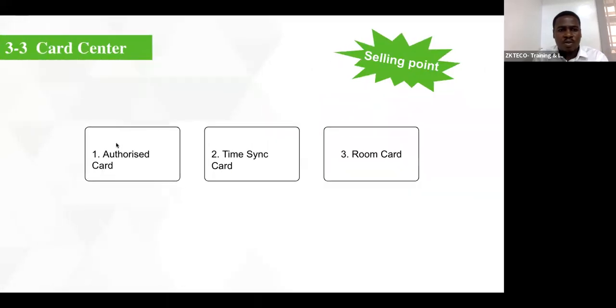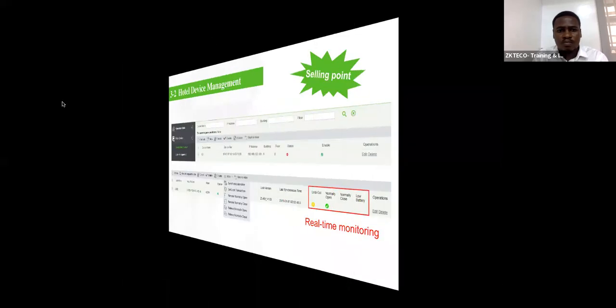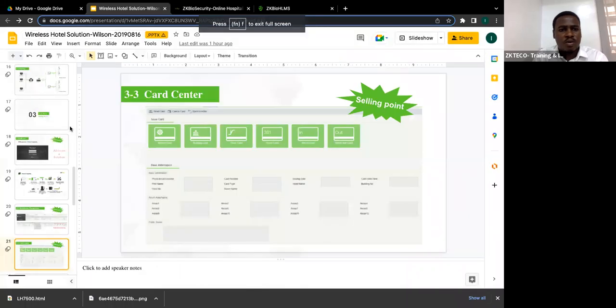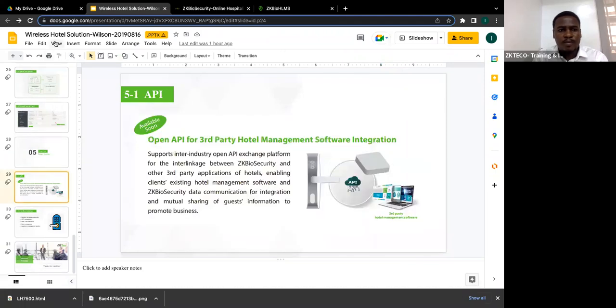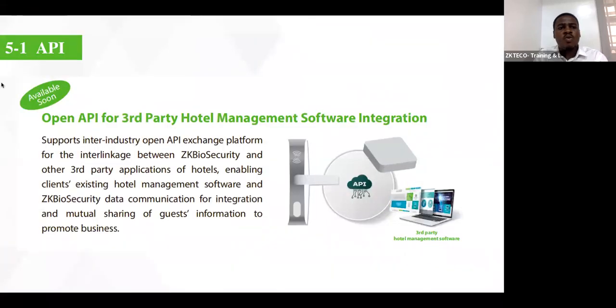There's something I want to show. When it comes to integration, there is an open API for third-party hotel management software integrations. Because we have hotels that are using existing software, you don't have to bother about completely eliminating that software. You can integrate it with our ZKTeco hospitality solution also. It has an open API. It says available soon, but we have it now.